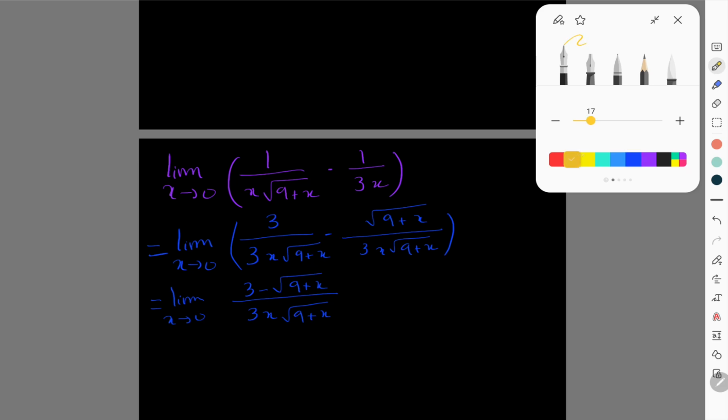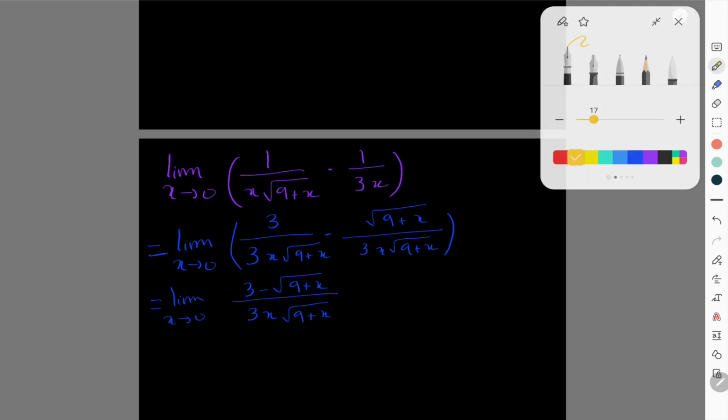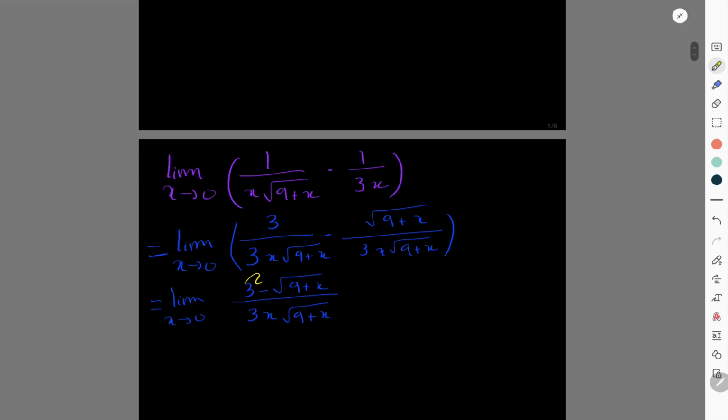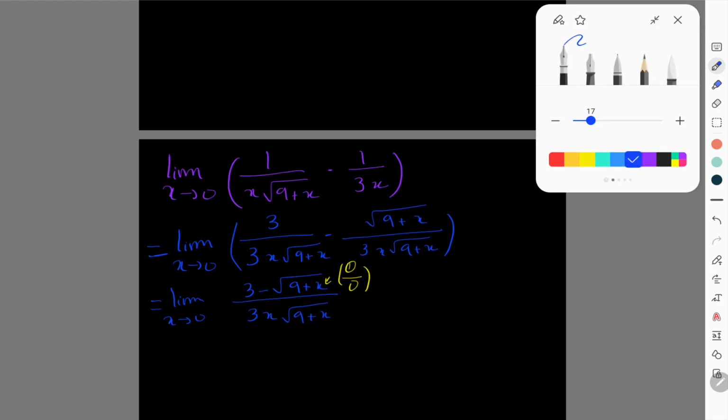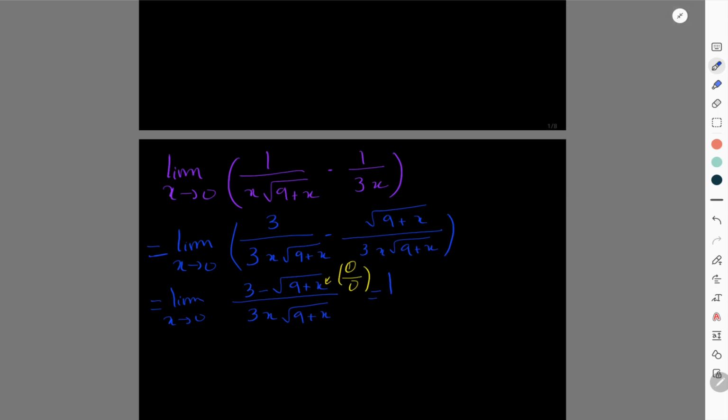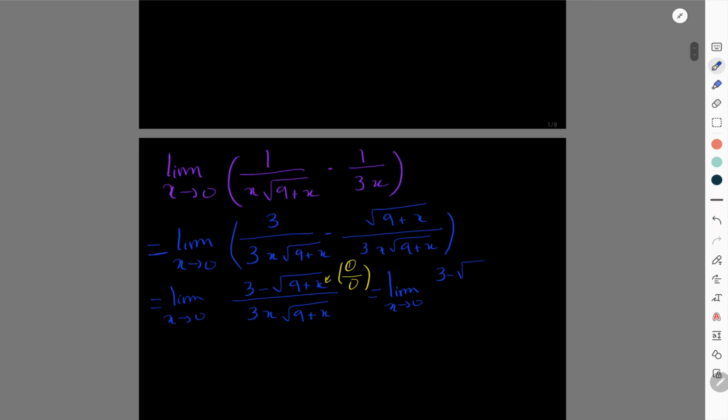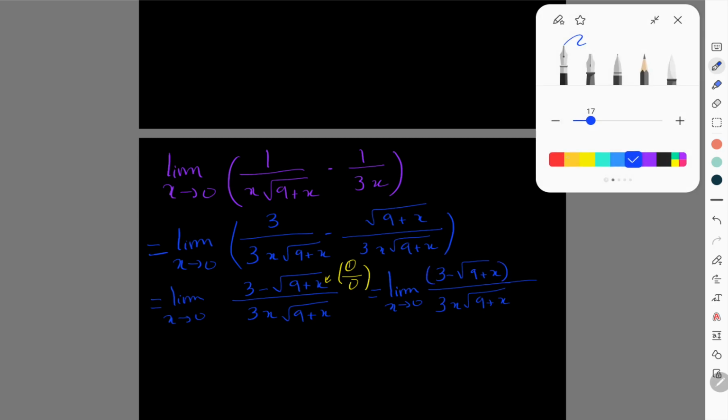Now, of course, notice here that if I want to evaluate by plugging in, I get an indeterminate form. The top will go to 0 and the bottom will also approach 0 as x approaches 0. So I have an indeterminate form that I want to get rid of. One way of getting rid of that indeterminate form is by multiplying by the conjugate of the term on the top. Of course, I should multiply both the numerator and the denominator by that conjugate.